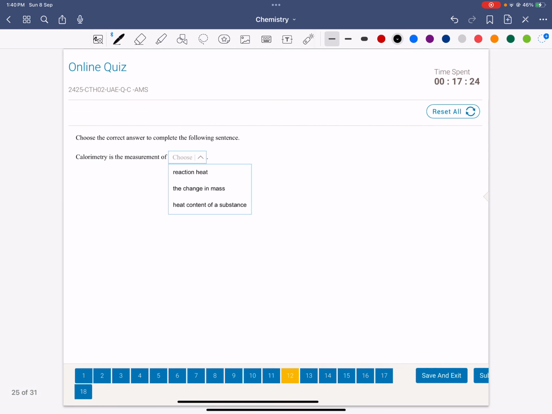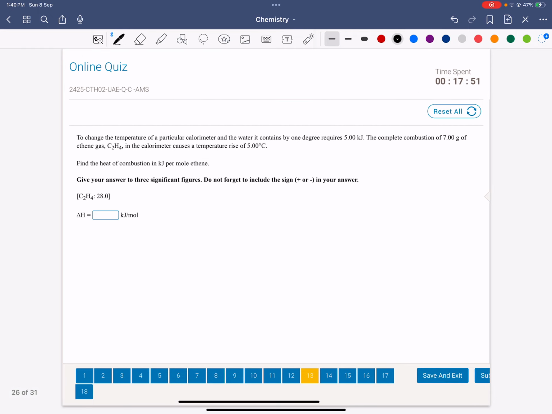Let's move on. So calorimetry is the measurement of, as we said before, the heat content of a substance. To change the temperature of a particular calorimeter and the water it contains by 1 degree requires 5 kilojoules. The complete combustion of 7 grams of ethylene gas in a calorimeter causes a temperature rise of 5 degrees Celsius. They're asking us to find the heat of combustion. So there's two things to know. Since they said heat of combustion, our final answer should be negative.